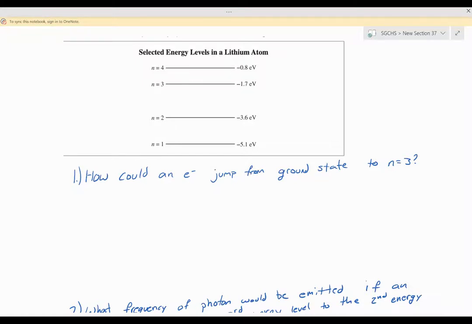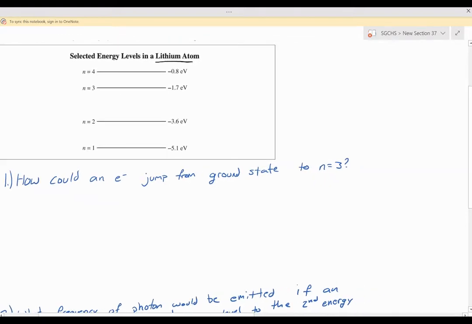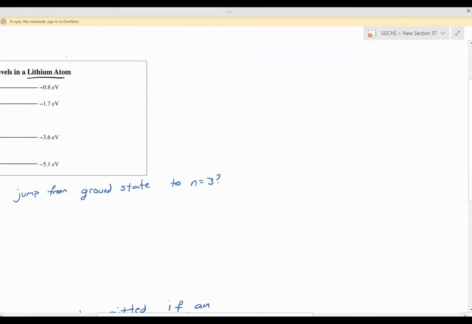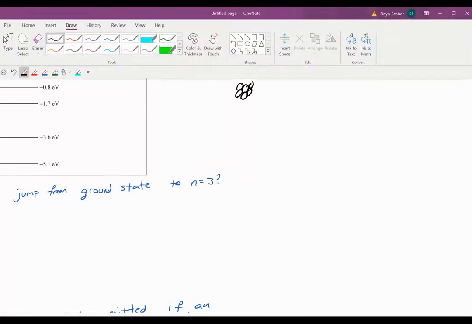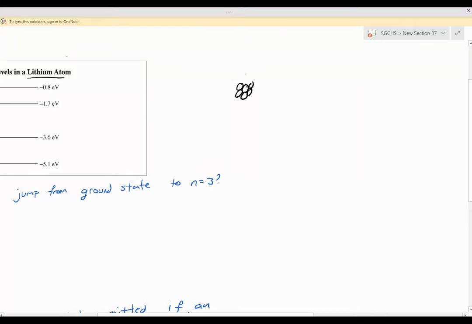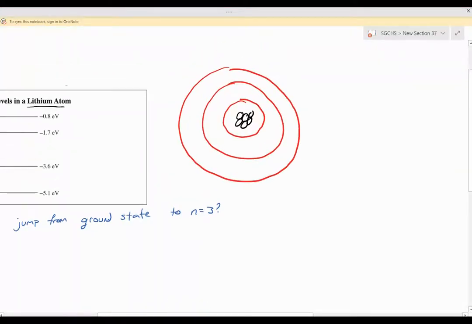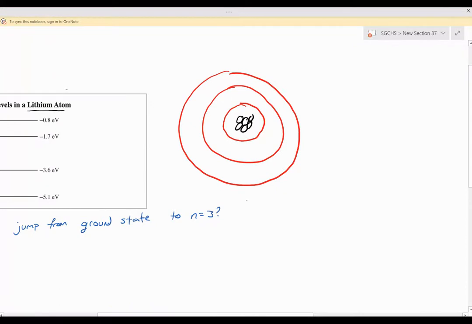So we're going to do a few examples using the Bohr model that has energy levels. Now here we're given a lithium atom's energy levels up to n equaling 4. Now you can imagine these energy levels surrounding the atom. So let's say we have our lithium atom here, and then we have our ground state, which is n equaling 1, and then we have n equaling 2, n equaling 3, and finally n equaling 4.